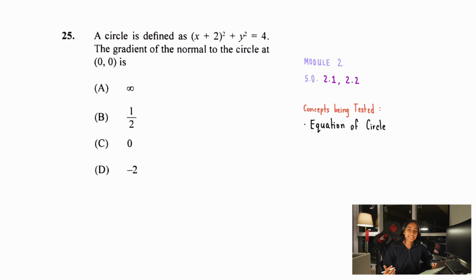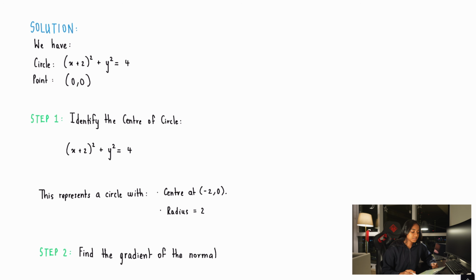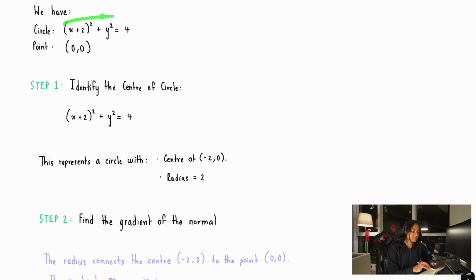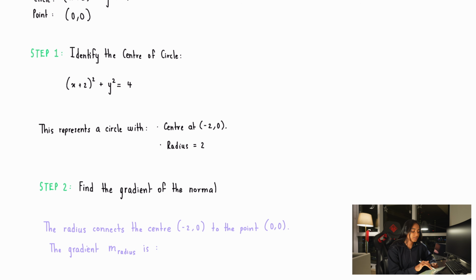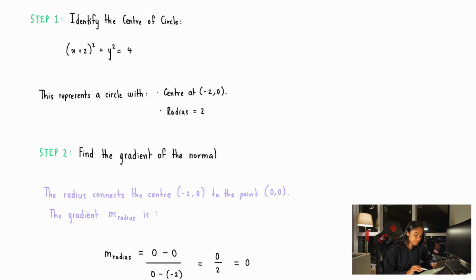Question 25 states that a circle is defined as (x + 2)² plus y² is equal to 4. It asks for the gradient of the normal to the circle at (0, 0). So we have a point and we have the equation, okay? So this circle, the equation is this and the point is (0, 0). The first thing that we do using the equation is identify that the center is (−2, 0) and the radius here is 2, okay?